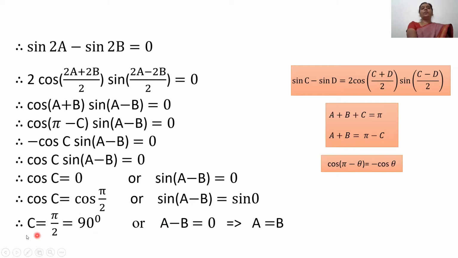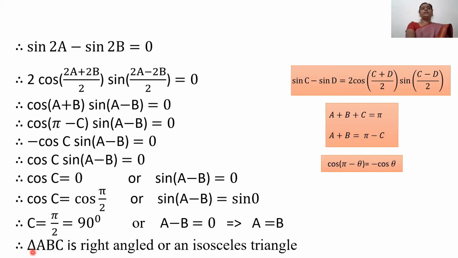Now, here we got C is equal to pi by 2, that is 90 degrees, means the triangle is right angled, or if A is equal to B, this A is equal to B means two sides are equal, means this is an isosceles triangle. Means the triangle ABC is right angled or an isosceles triangle. In this way, it is very simple to prove if you know some trigonometric formulas. Then we will see the next problem.